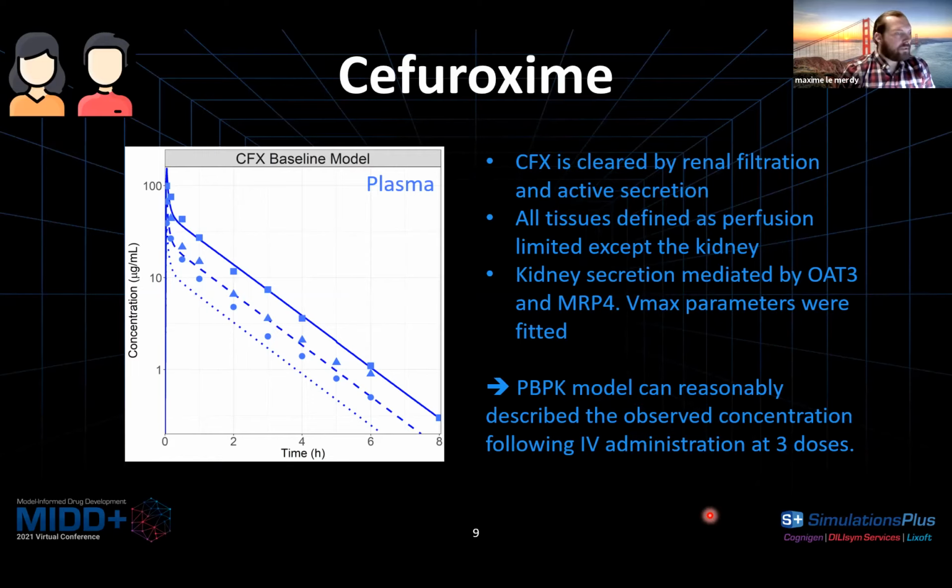As I've already mentioned, cefuroxime is only cleared by the kidney as a combination of renal filtration and also active secretion. The active secretion is mediated by the OAT3 and MRP4 transporters. To capture that in the PBPK model, we changed the tissue model for the kidney from perfusion to permeability limited in order to be able to implement those 2 transporters in the model. And then we fitted the Vmax.